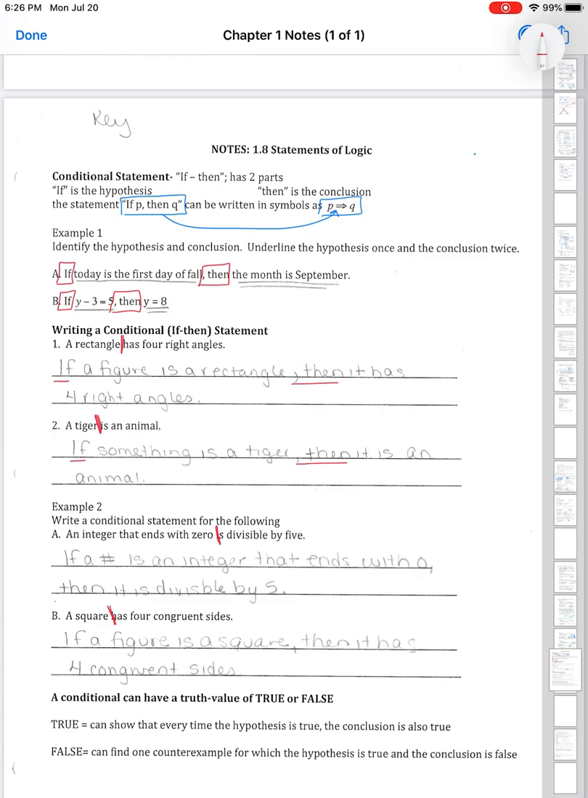If something is an integer that ends with 0, then it is divisible by 5. For B, I split it after square, just like we did with rectangle above, and I said if a figure is a square, then it has 4 congruent sides.